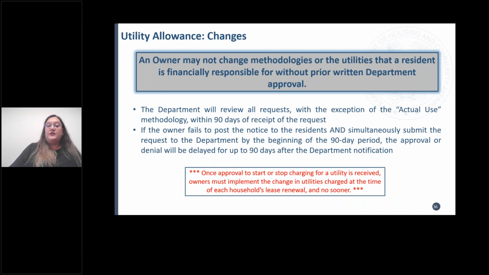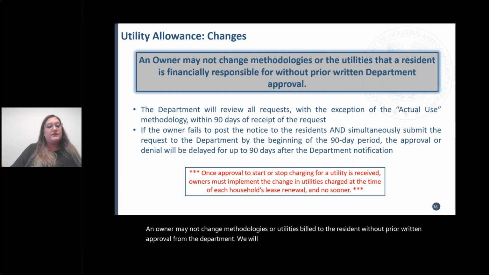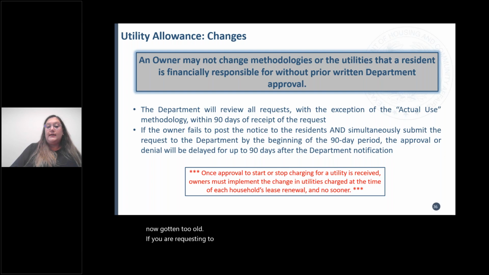An owner may not change methodologies or utilities billed to the resident without prior written approval from the department. We will review these within 45 days for actual use or 90 days for all other requests. If you fail to post the notice to the residents and simultaneously submit the request to the department at the beginning of the 90-day period, you may have a delay in your 90-day implementation date. You may also have to resubmit if your rates have now gotten too old. If you are requesting to stop or start charging a utility, that cannot happen until the lease expiration or on new move-ins after approval.